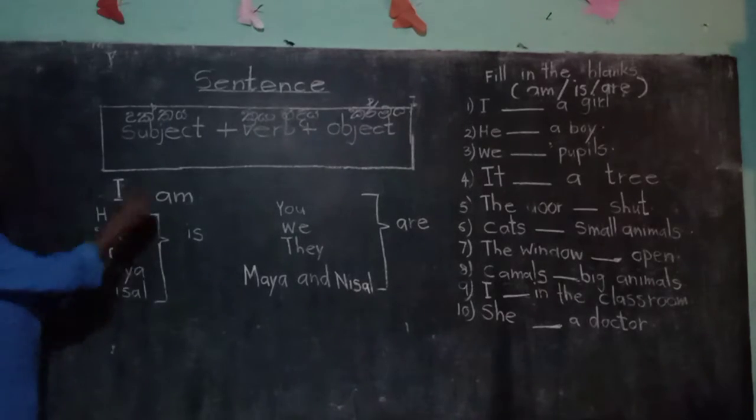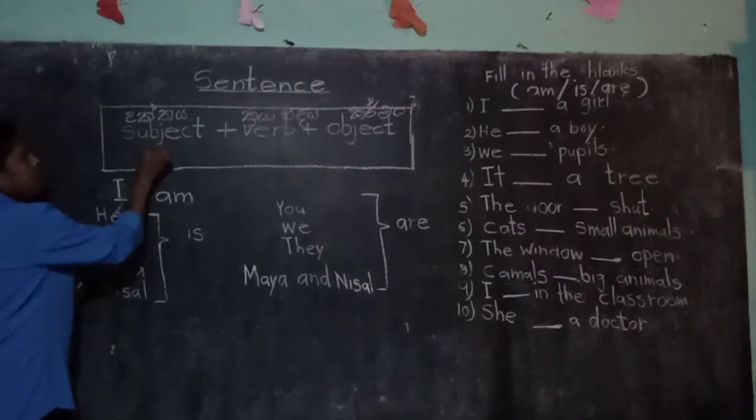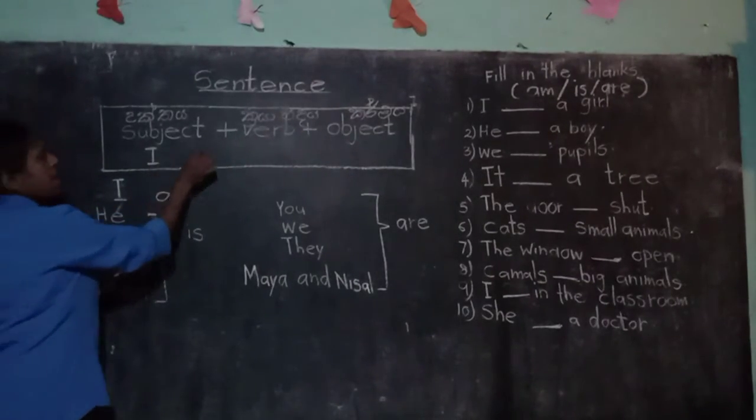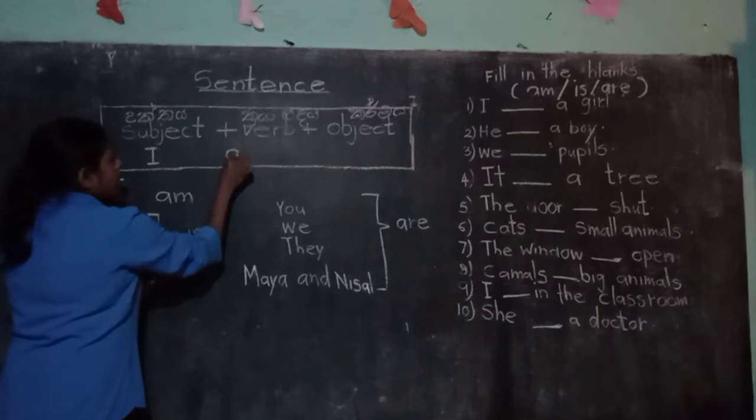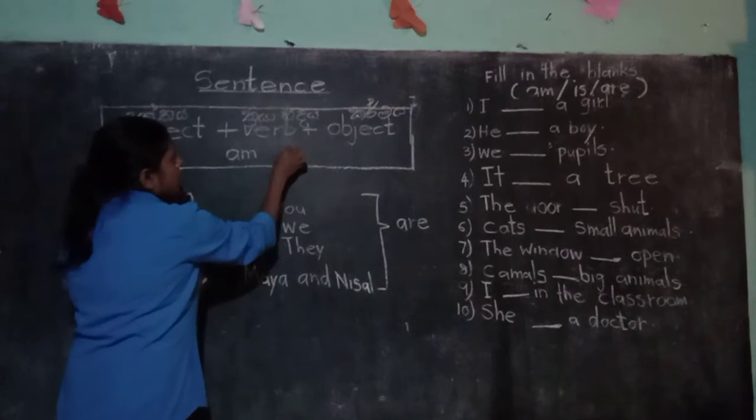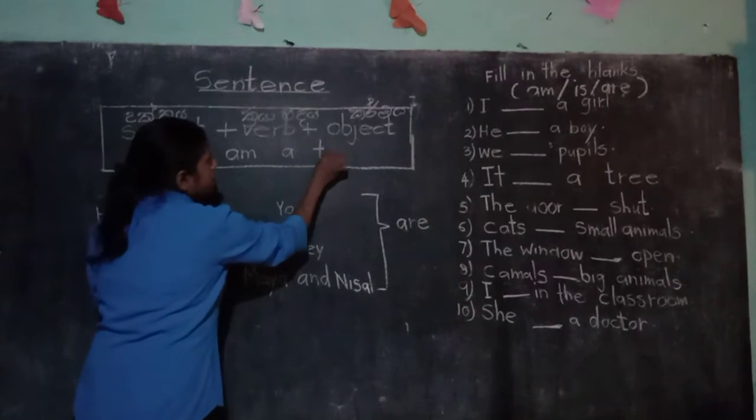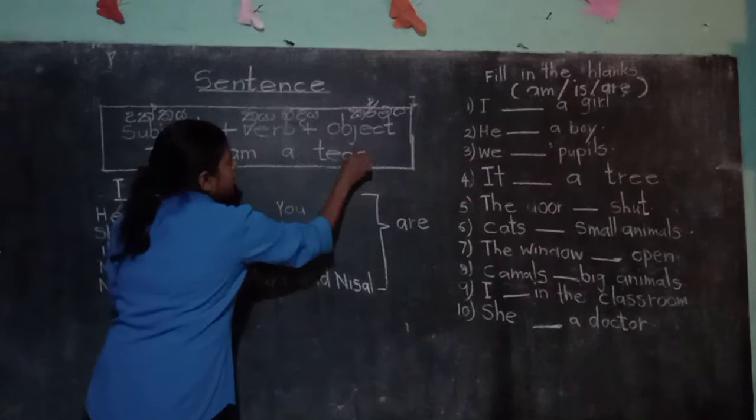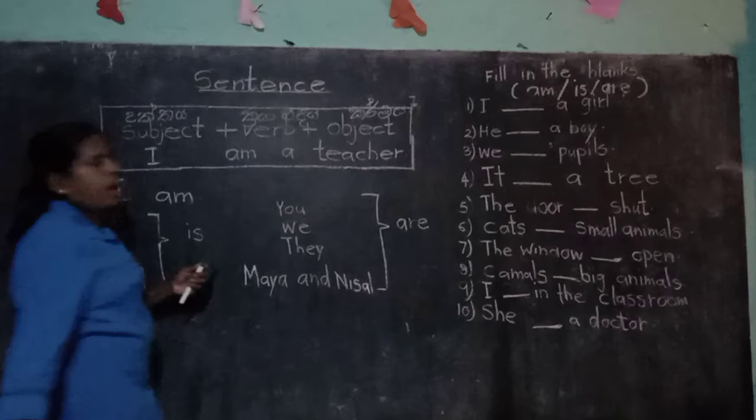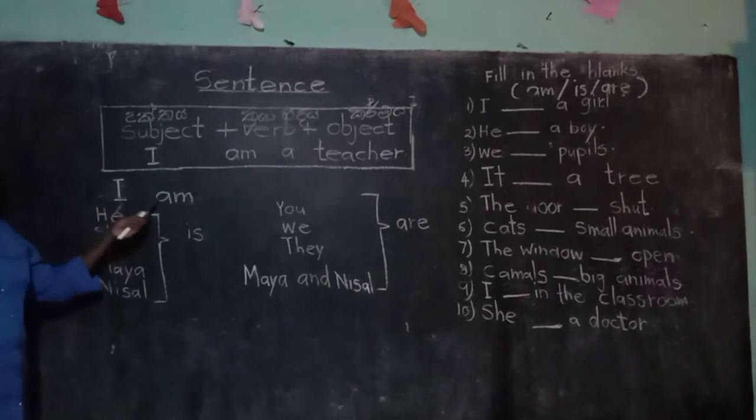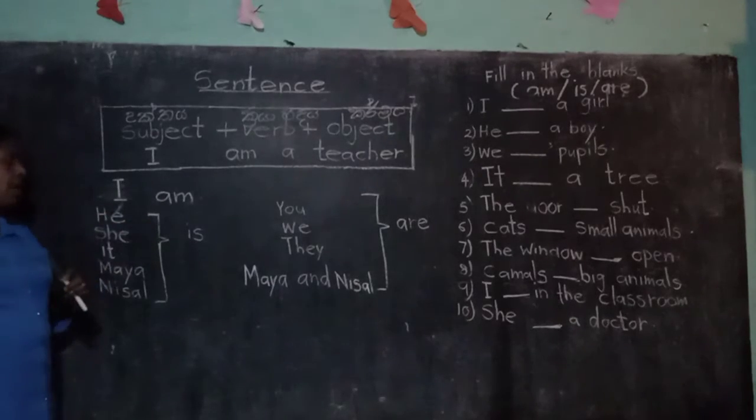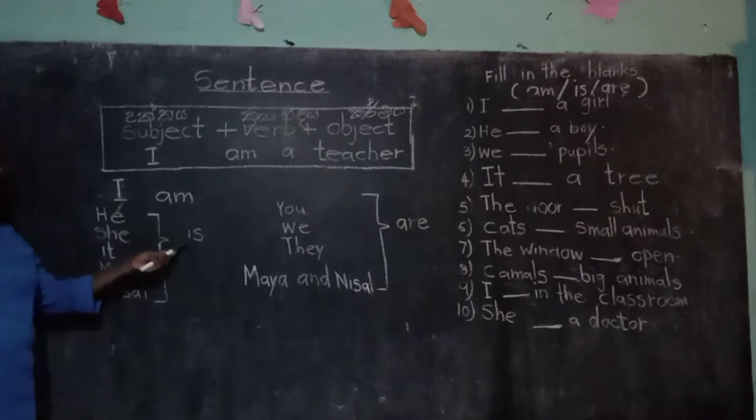Now we make a sentence. Subject: I. Verb: I am. Rest, object: a teacher. I am a teacher. T-E-A-C-H-E-R. Right. You can say, I am a boy. I am a girl. I am a student. Like that.